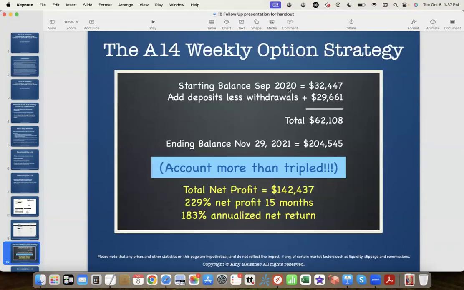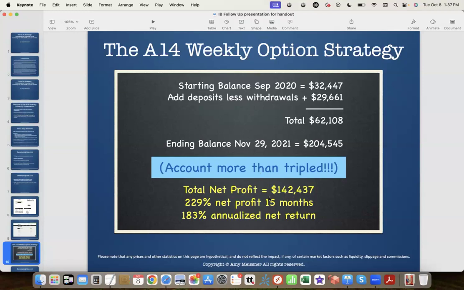Here's the math. So I started off with $32,000 and some change here in September of 2020. I added some deposits and took a couple of withdrawals of about 29,000. So really the account size was about 62,000. And my ending balance about 15 months later was $204,545. So that's more than tripling the account.